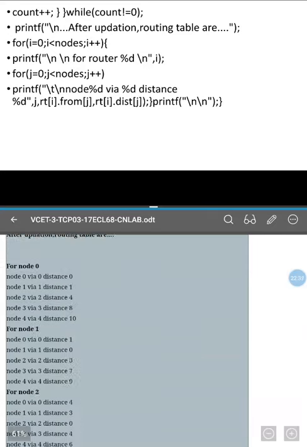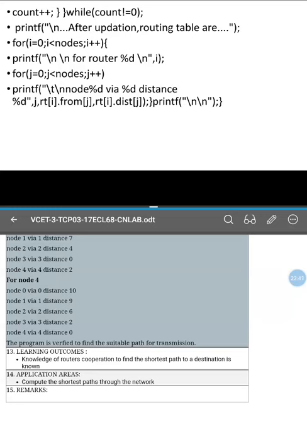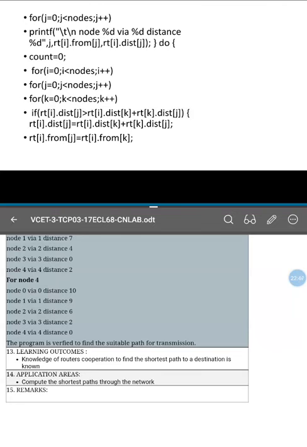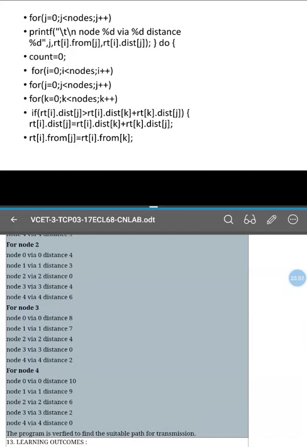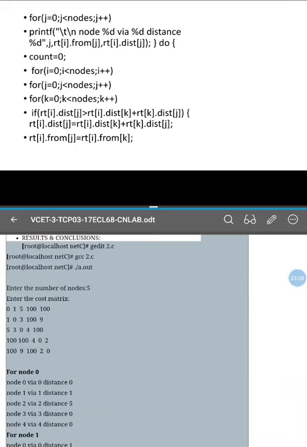So just you have to remember about the Bellman-Ford algorithm and how it is applied. That is, you have to remember that if RT of i dot dist j is greater than i dot dist k plus k dot dist j, then we'll get i dot dist j as that same value, which is the least. And also the from value will be updated. And here remember, these are not zeros. You can enter these as 100, because we will be entering the data here as 100. Those are the distances.